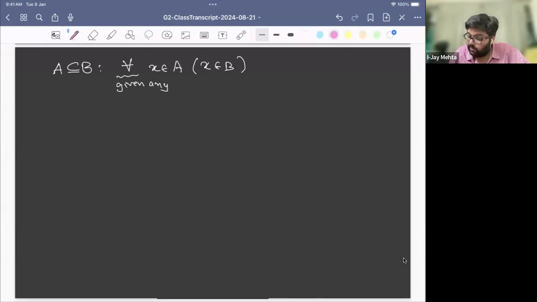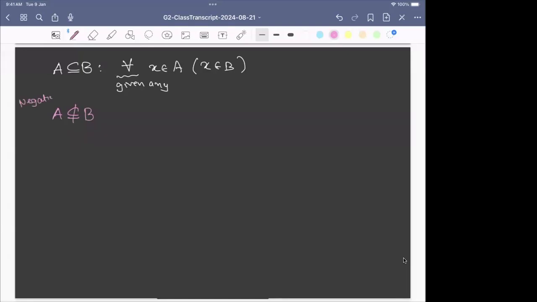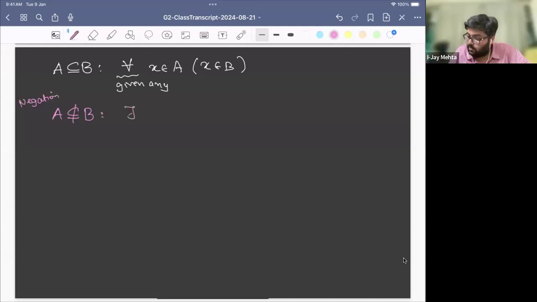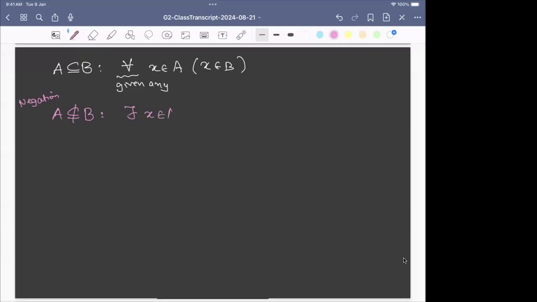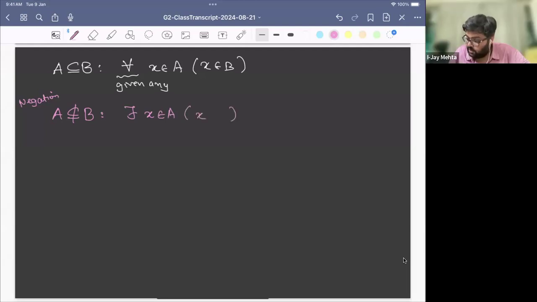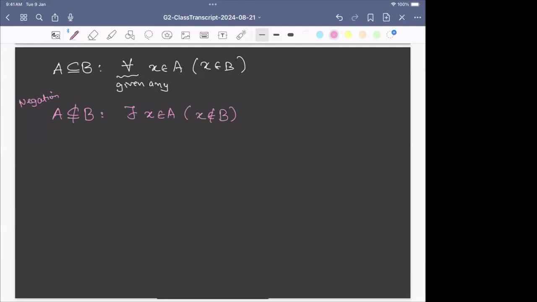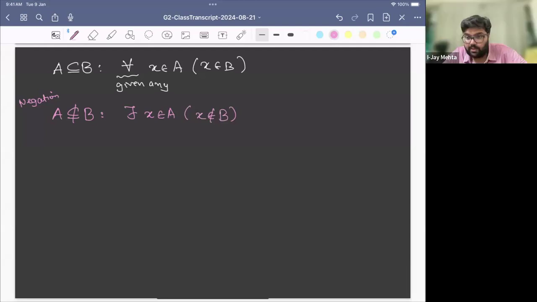Room number 5, Rani. A is not a subset of B. Negation I am writing. Yes, sir. There exists x belonging to A such that x is not in B. Yes.